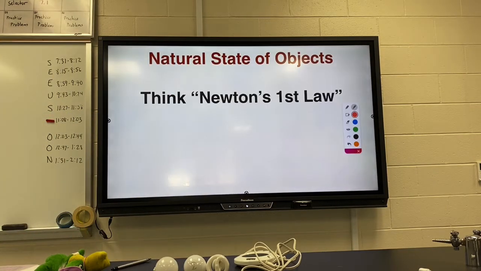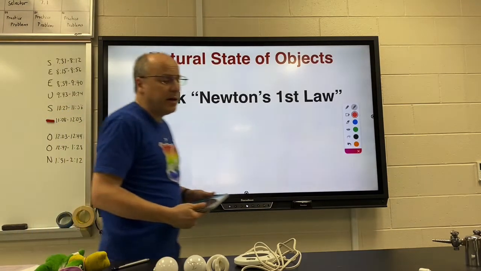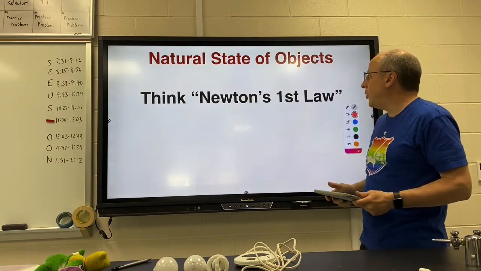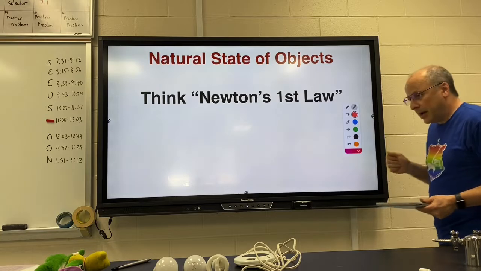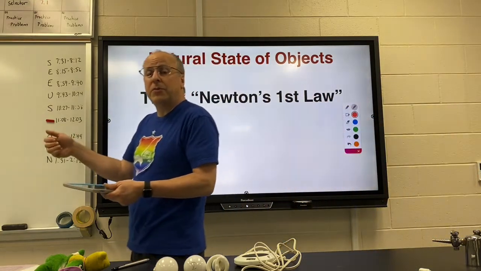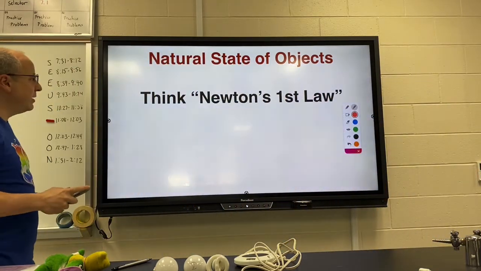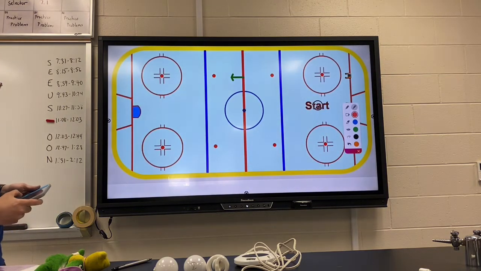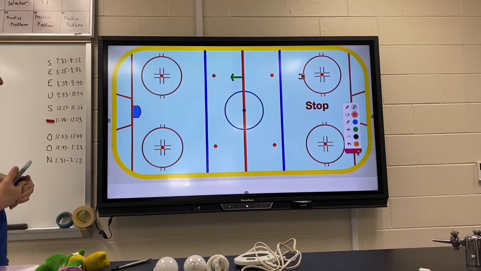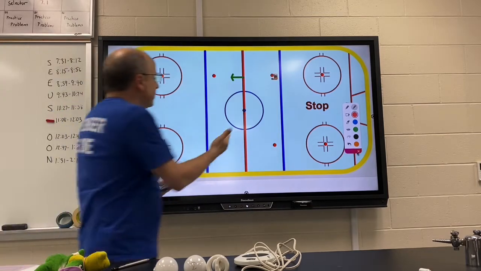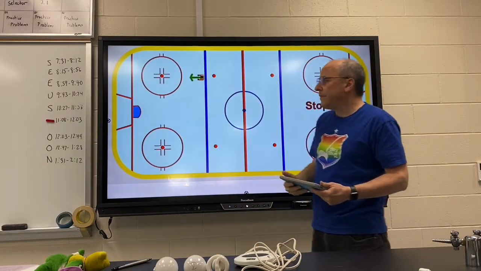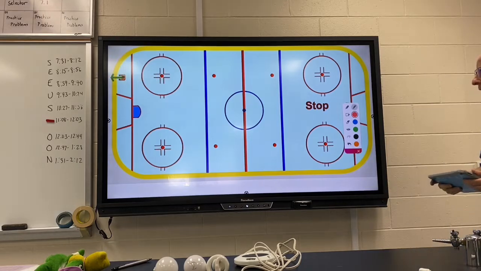Going back to what you learned last year, Newton's first law: objects in motion stay in motion in a straight line when there is no net force on them. An object moving to the left will continue moving to the left forever if there are no forces on it. We saw then that when you do apply a force, the direction of the force determines what will happen to our object. So in this case, the object's moving to the left, the force is to the left, the object will pick up speed.